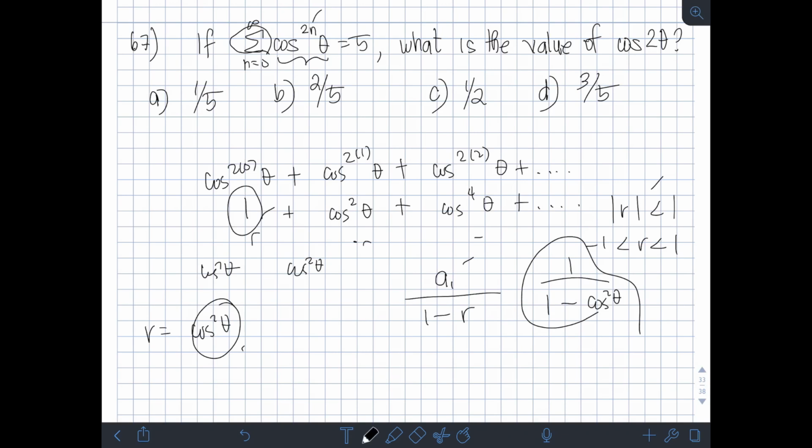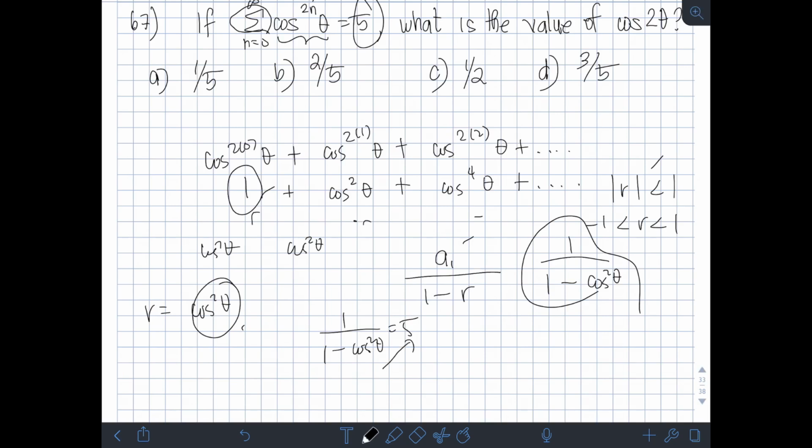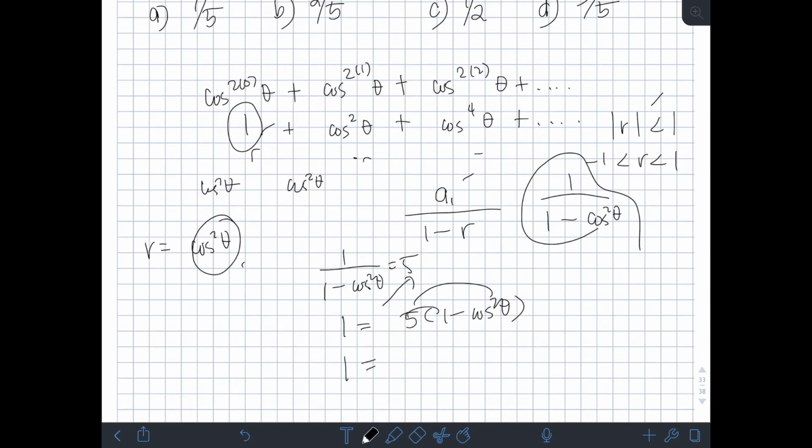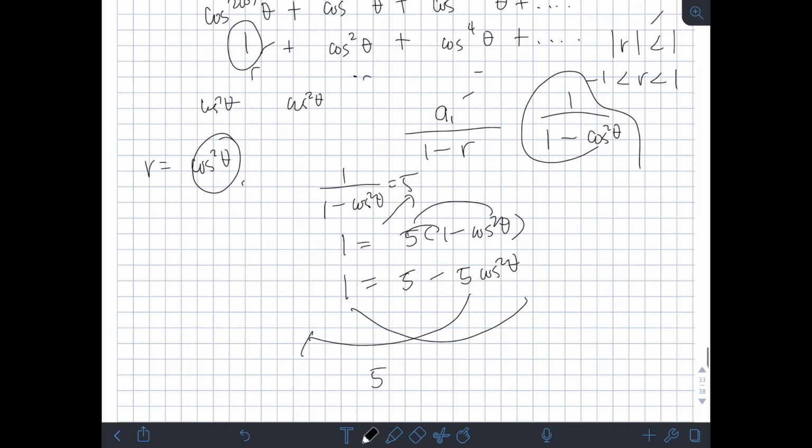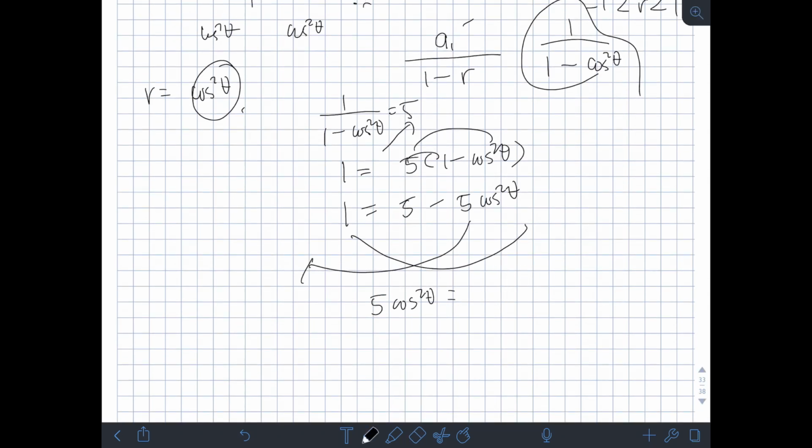So, therefore, magko-converge itong ating series, which is, base dito, equals sa 5. So, we have 1 over 1 minus cosine squared theta equals 5. So, masasolve natin dito si cosine squared theta. Cross-multiply ko. So, 1 is equal to 5 times 1 minus cos squared theta. Tapos, distribute. So, 1 is equal to 5 minus 5 cosine squared theta. Transpose ko dito, magiging positive 5 cosine squared theta is equal to 5 minus 1, right? Or simply, 4. Divide natin by 5 both sides. So, cosine squared theta is equal to 4 over 5.